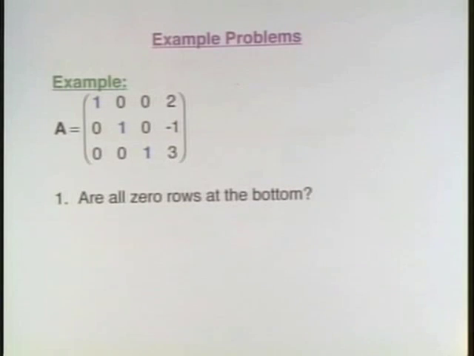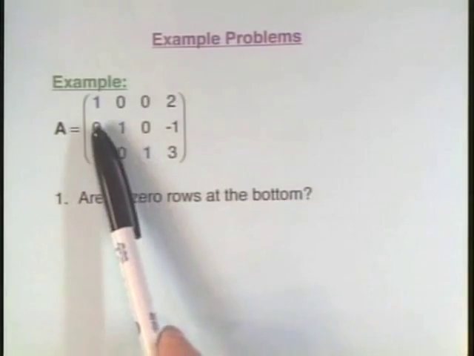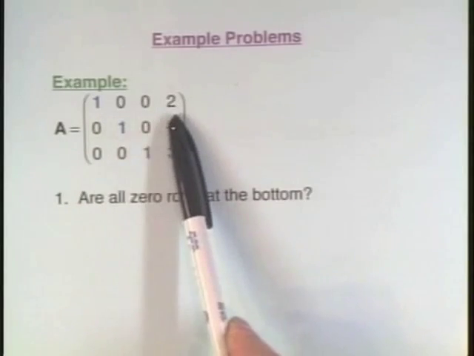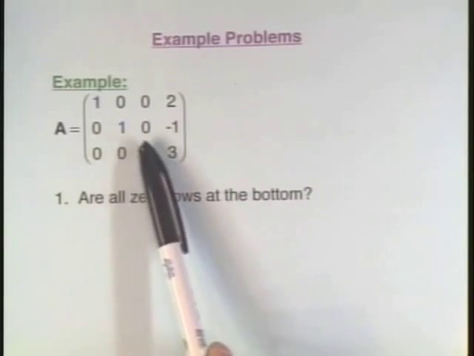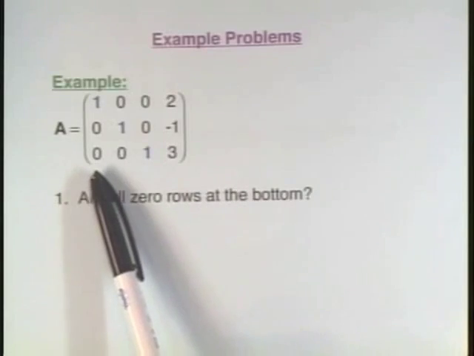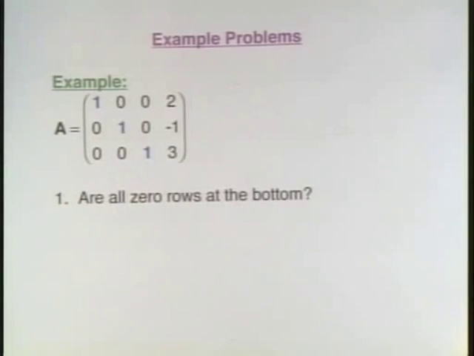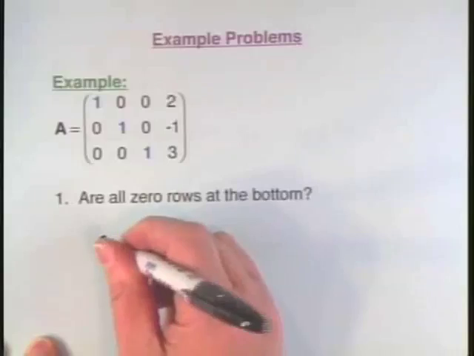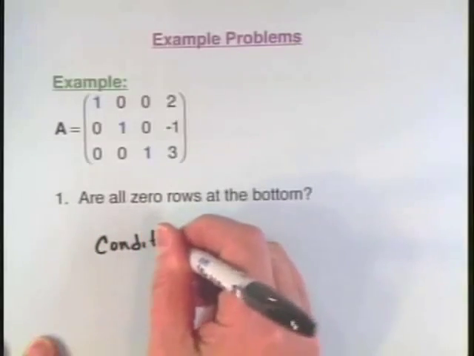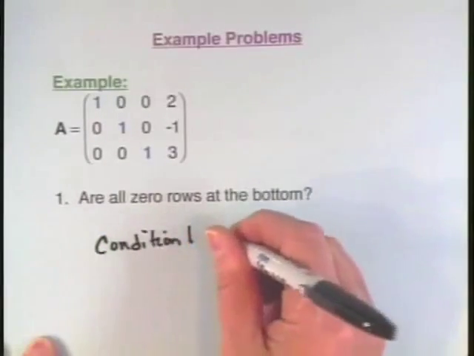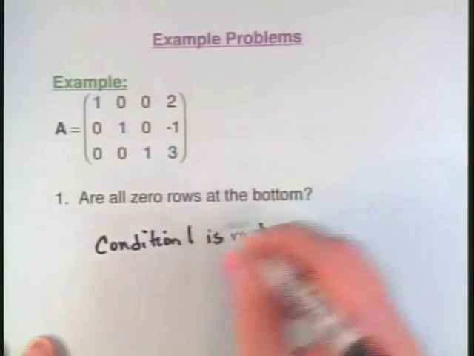Example problems. Example. A is a 3 by 4 matrix where row 1 is 1, 0, 0, 2, row 2 is 0, 1, 0, negative 1, and row 3 is 0, 0, 1, 3. We're going to examine each of the 4 conditions for matrix A. First, are all 0 rows at the bottom? Since there are no all 0 rows in this matrix, condition 1 is met by default.